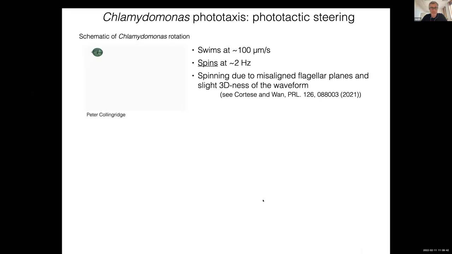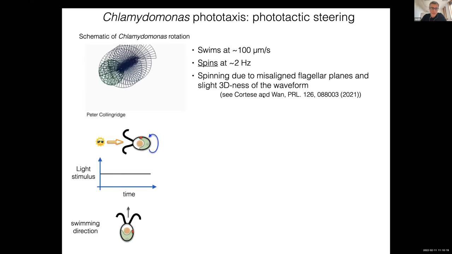This enhancement in contrast is coupled to motility in order to achieve phototaxis through the fact that the cell spins. As it moves, this microorganism, as well as many other microorganisms, spins. It spins at about a couple of hertz. And the reason why it spins is due to the misalignment of the beating planes of the two flagella. If you want to know more about this from a quantitative perspective, I suggest you read this very nice publication from last year by Dario Cortese and Kirsty Wong.